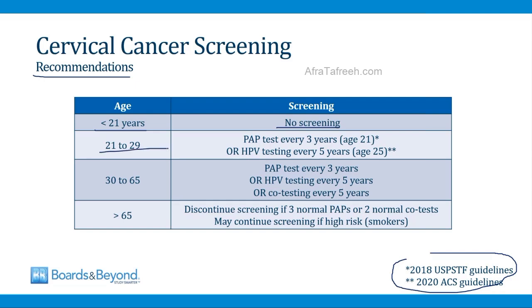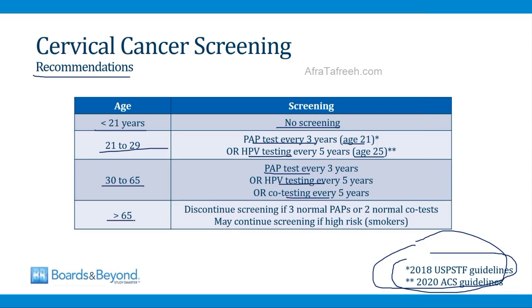From ages 21 to 29, you can either do a Pap test every 3 years starting at age 21, or you can do HPV testing every 5 years starting at age 25. The guidelines vary depending on which group you're following. From ages 30 to 65, you can do a Pap test every 3 years, or HPV testing every 5 years, or co-testing every 5 years.